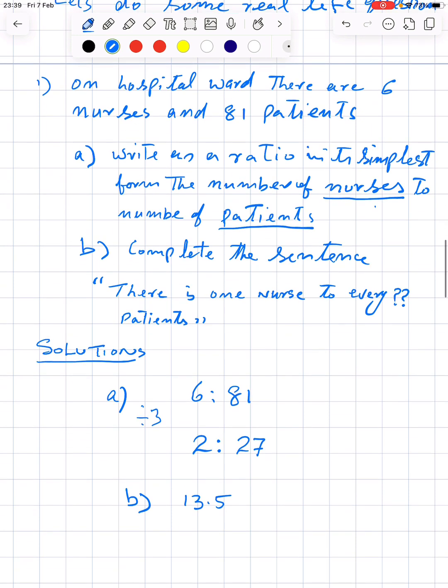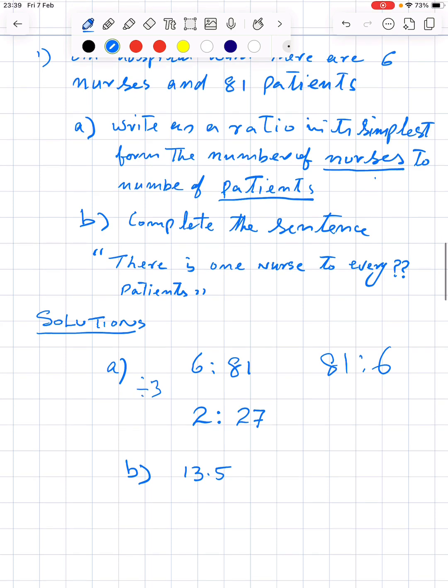So the first one is, as they asked us, nurses to patients. So the nurses are 6, patients are 81. So we will say 6 to 81. If they would have said patients to nurses, then we would have said 81 to 6. But now they've asked us nurses to patients, so it's 6 to 81. To bring it to simplest form, we divide it with 3. So 6 becomes 2 and 81 becomes 27. So the simplest form is 2 to 27.